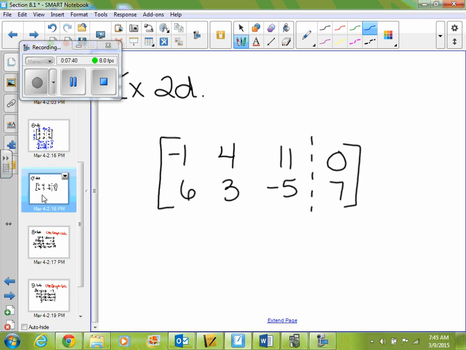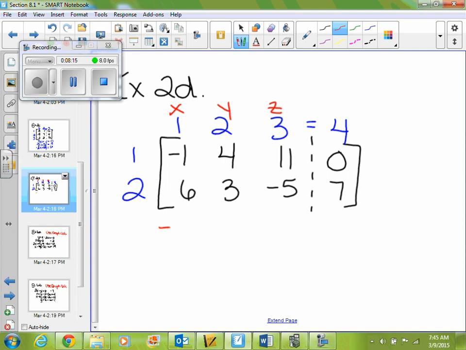Okay, if I look at example 2D, I'm given the matrix -1, 4, 11, 0, 6, 3, -5, and 7. And my dashed line is going to be an equal sign, which tells me that I have 2 equations with 3 variables, and my fourth column is my answers. So this is going to be my x, my y, and my z column. Like I said, you can use any letters you want. Those are the ones I'm going to use.